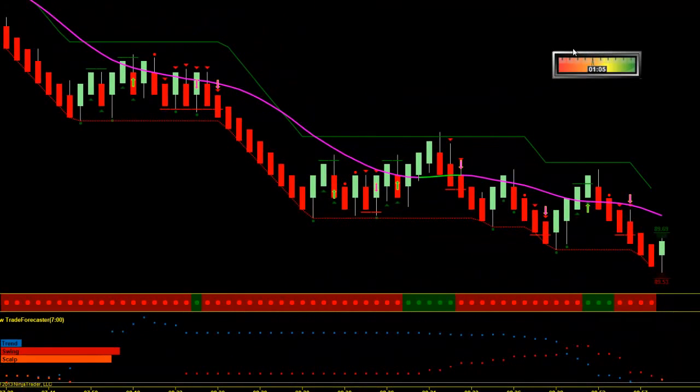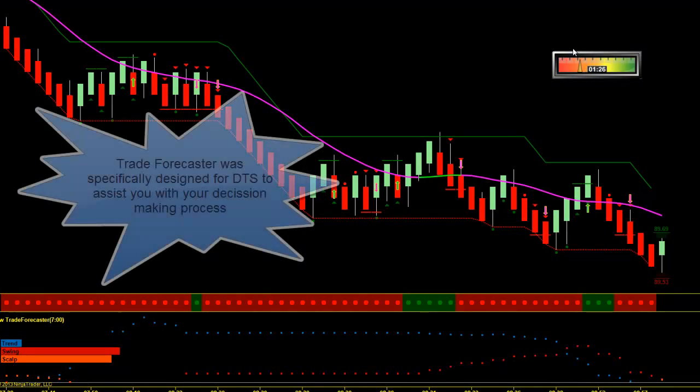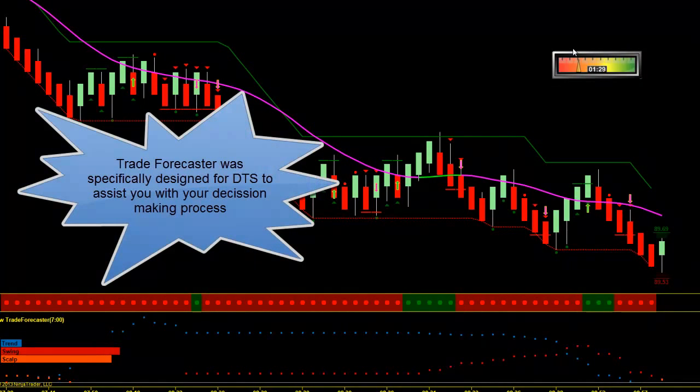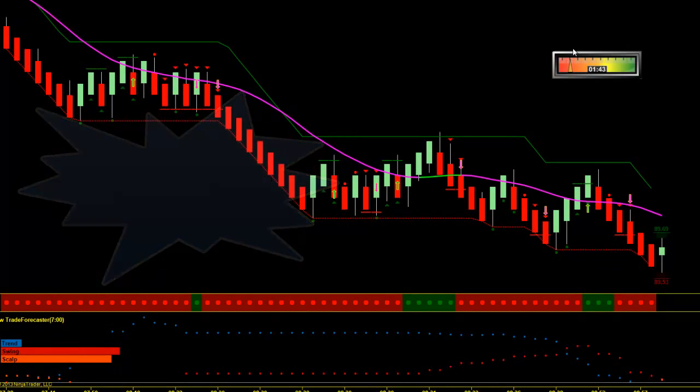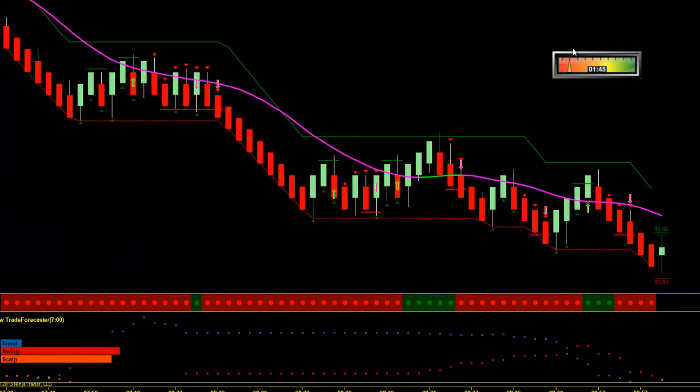As you can see from the demonstration, Trade Forecaster does a pretty good job at helping you decide which particular chart you want to trade at that particular point in the day and in relation to where price movement is. Trade Forecaster was designed for diversified trading systems, and its predictive abilities are based on a proprietary algorithm created here at Indicator Warehouse.